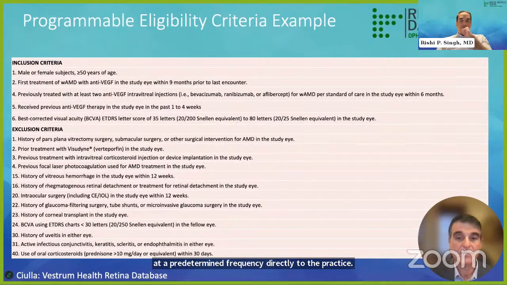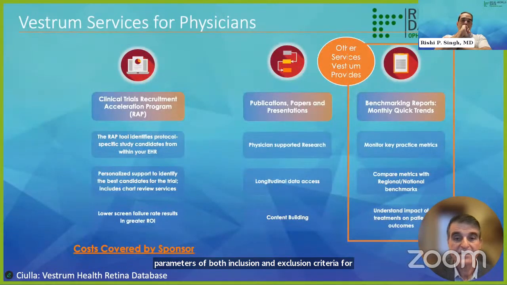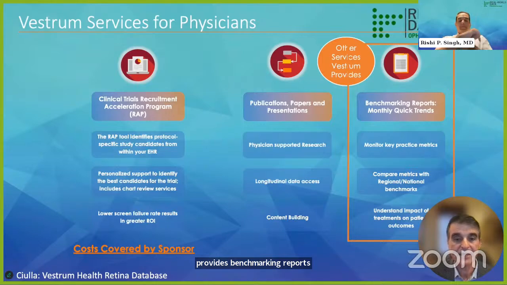This is an example of programmable eligibility parameters of both inclusion and exclusion criteria for a typical wet AMD clinical trial. In addition to clinical trial recruitment, the system provides benchmarking reports, allowing for monitoring of key practice metrics in comparison with regional and national benchmarks.